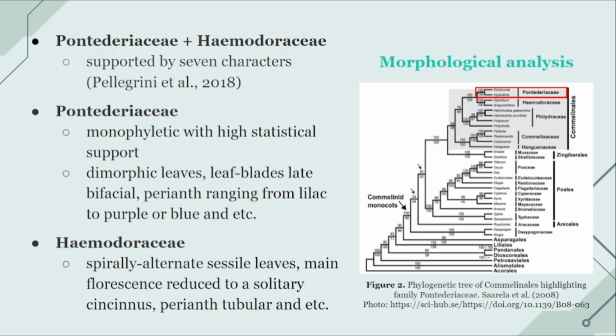The Pontederiaceae are monophyletic with high statistical support, such as the dimorphic leaves, then leaf blades late bifacial, then perianth ranging from lilac to purple or blue. Then lastly, the posterior lobe with a nectar guide and also the presence of the anthocarp. While the Haemodoraceae are supported by plants with mostly spirally alternate sessile leaves, basal bract conduplicate, main inflorescence reduced to a solitary cincinnus, then sparse erythematous tissues in the perianth and unevenly trilobate stigma.